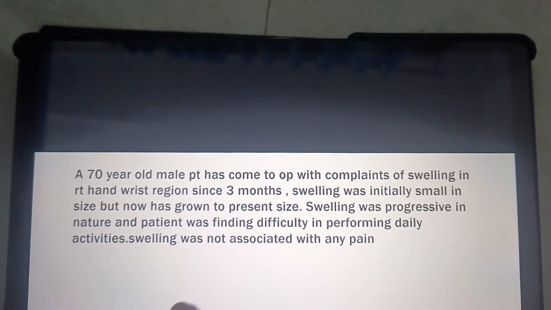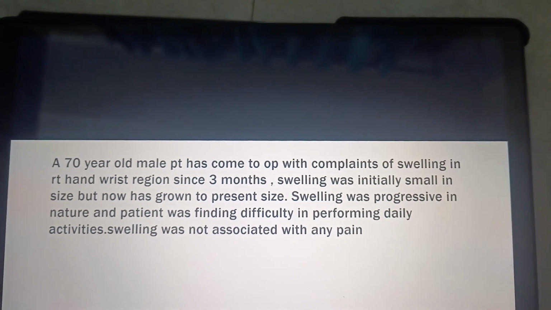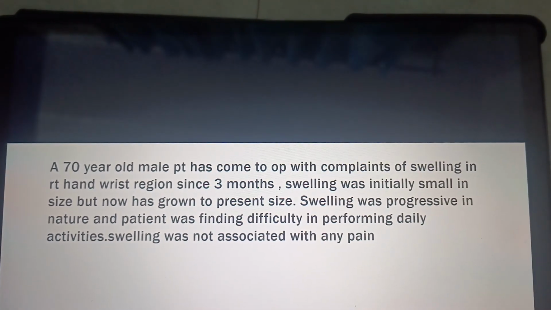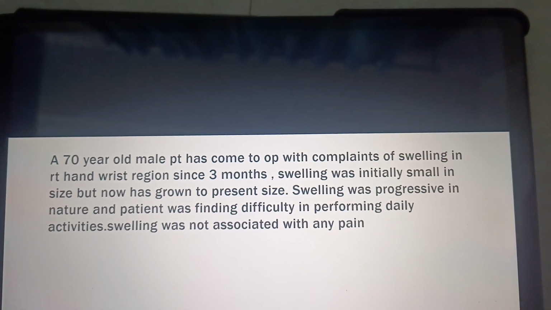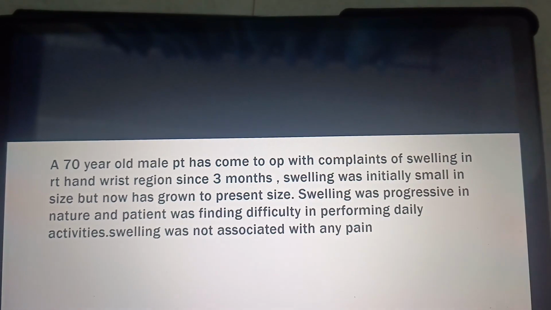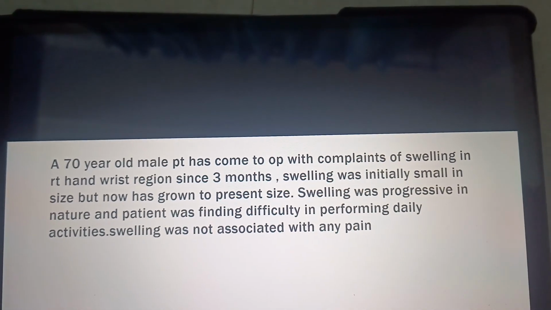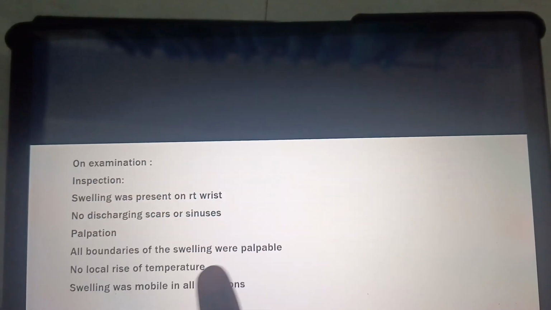So we had this patient who came to OP, a 70-year-old male, with complaints of swelling in the right hand wrist region since 3 months. The swelling was initially small in size but has now grown to its present size. It was progressive in nature and the patient was finding difficulty in performing daily activities. The swelling was not associated with any pain.